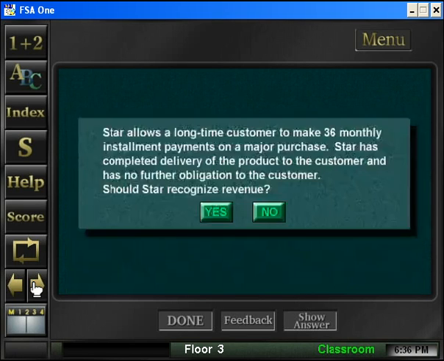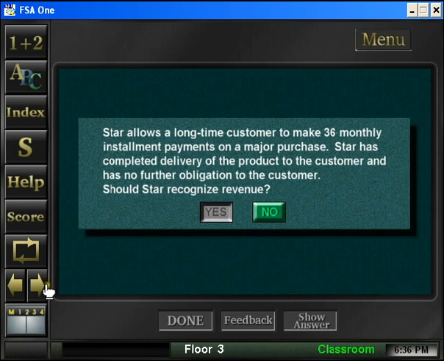STAR allows a long-time customer to make 36-month installment payments on a major purchase. STAR has completed delivery of the product to the customer and has no further obligation to the customer. Should we recognize revenue? Correct. The two conditions for revenue recognition appear to be satisfied. The earnings process is complete, and long-time customers usually pay their bills.